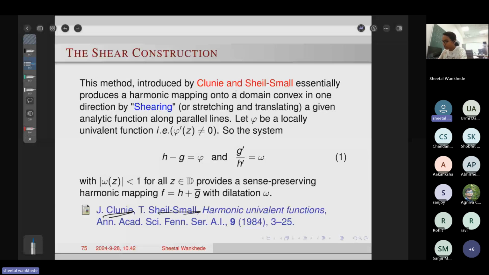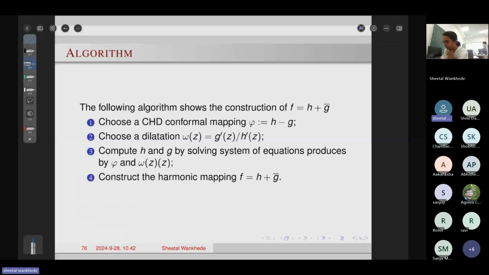So how will we do it? There is one algorithm given by Clunie and Sheil-Small. What they said is, to construct this harmonic mapping h plus g bar, first we have to choose a CHD conformal mapping phi. Suppose I have a CHD map of this domain. So this is my phi, which is equal to h minus g. This is the image of some analytic function.